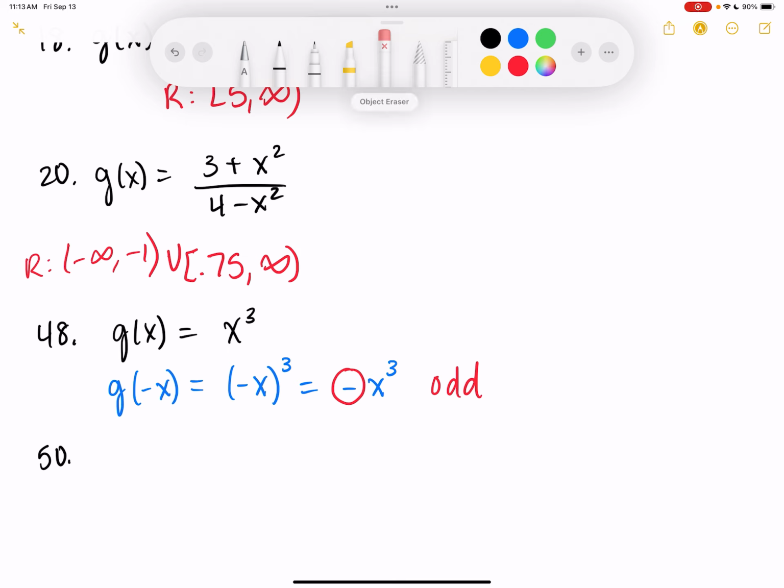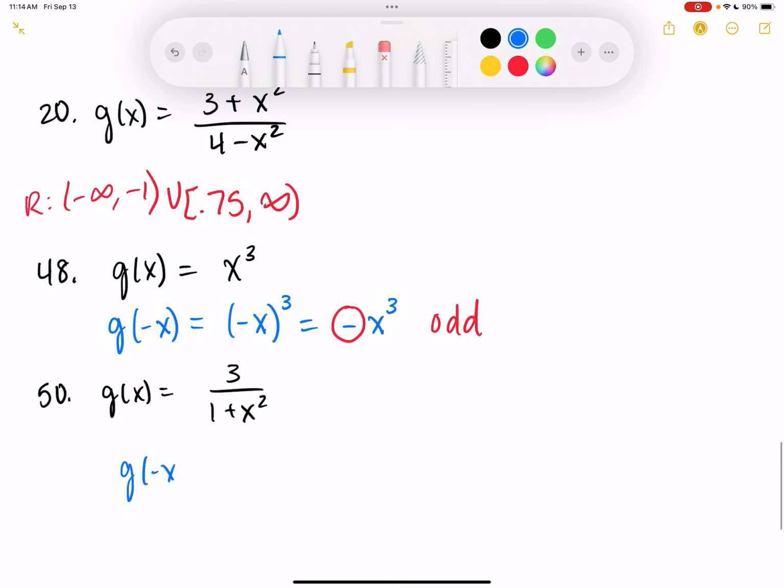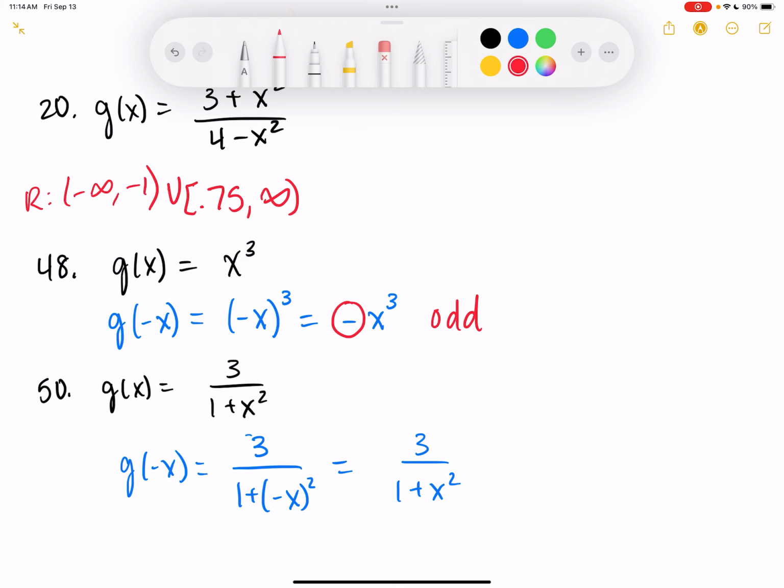50, g of x equals 3 over 1 plus x squared. So plugging in negative x, I get 3 over 1 plus negative x squared. What is negative x squared? 3 over 1 plus x squared. So it becomes positive, which means it looks exactly the same as it started. The 3 is still positive, 1's still positive, and the x squared is still positive. So this one is even.